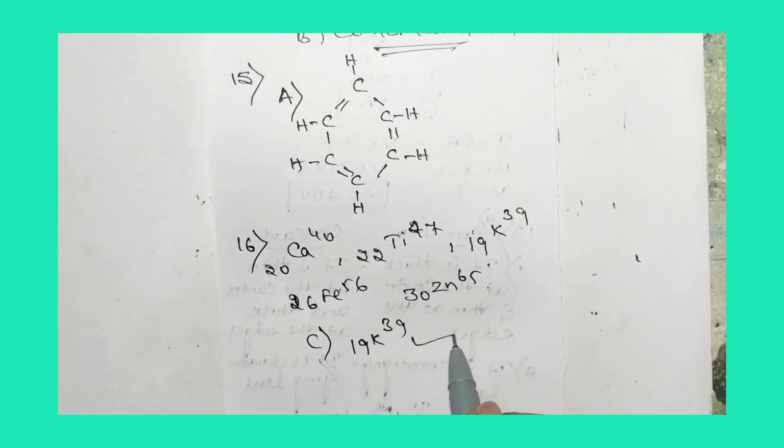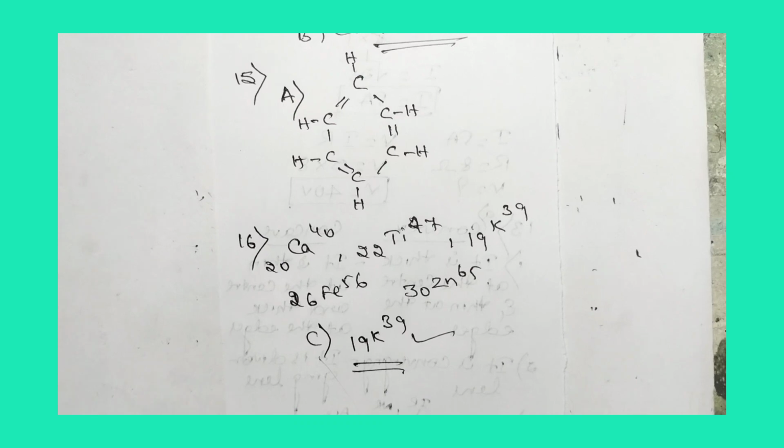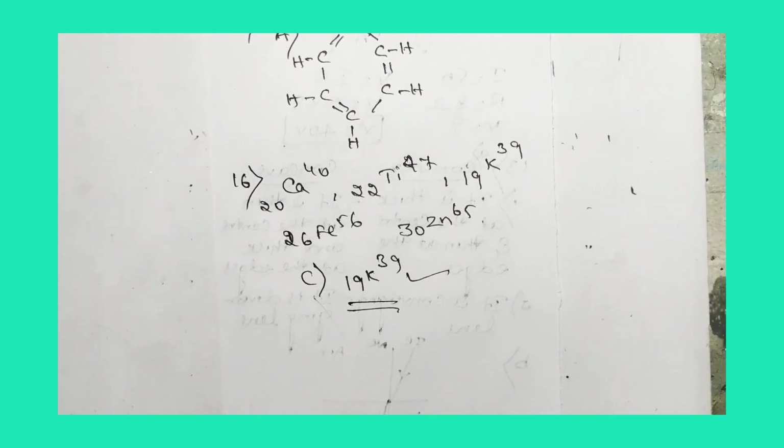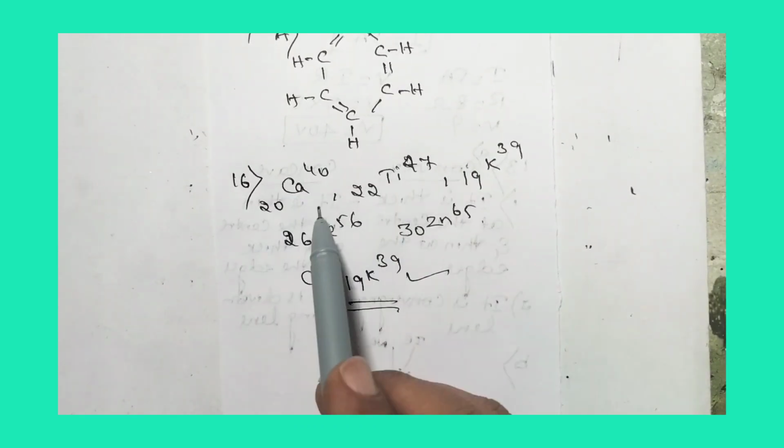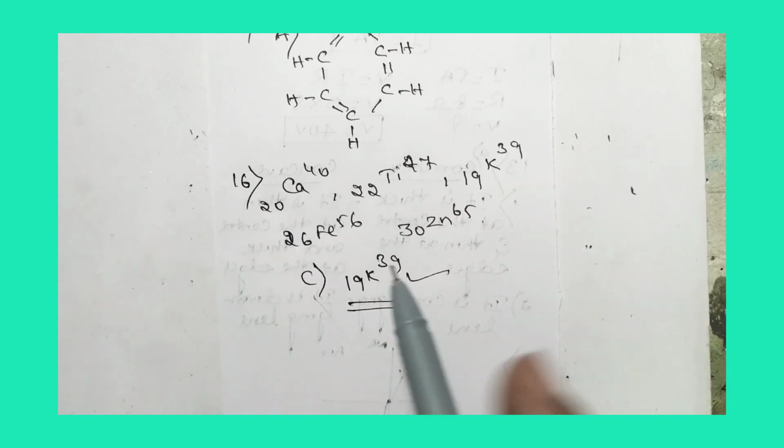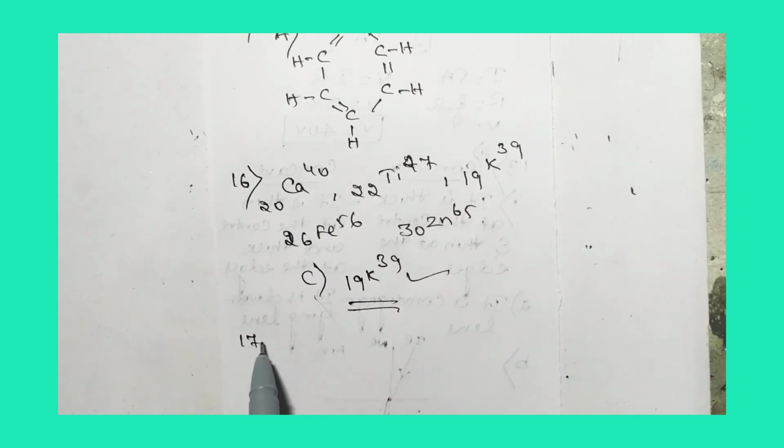19K39, that is potassium. Potassium is the largest atom when we compare to all these, because as we move across the period atomic size decreases. So the largest atom is potassium.